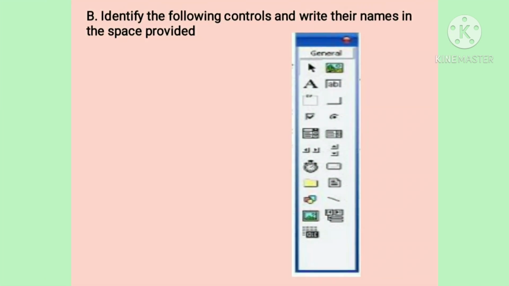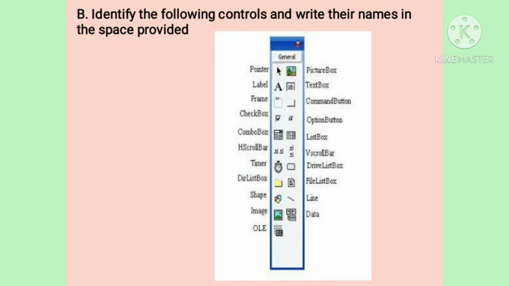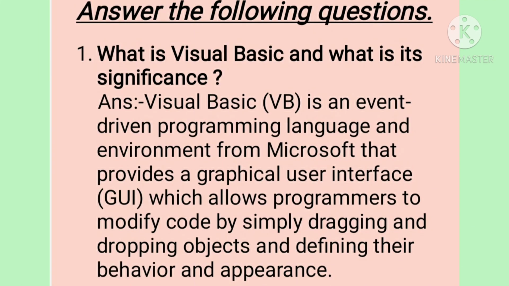In the next question, children, you have to identify the controls and write their names. In this image, you will see the names of the controls are given. Now, let us find the answers to the questions.